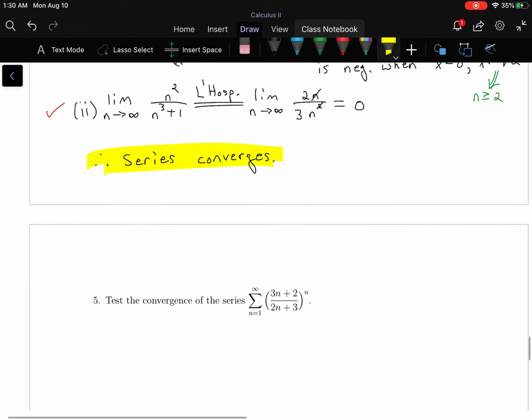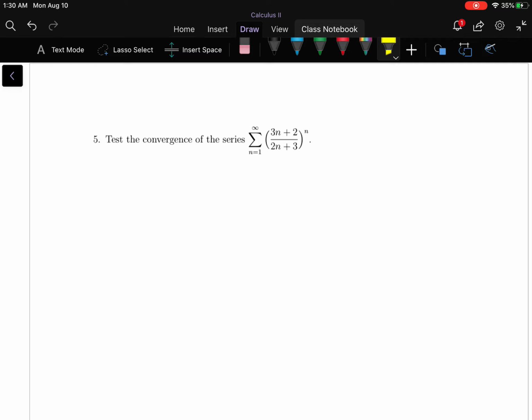Which brings us to our final example. And this is a test for convergence of the given series here. For this one, it doesn't specify a particular test to use, but what's bothering me is that the sequence is to the nth power.